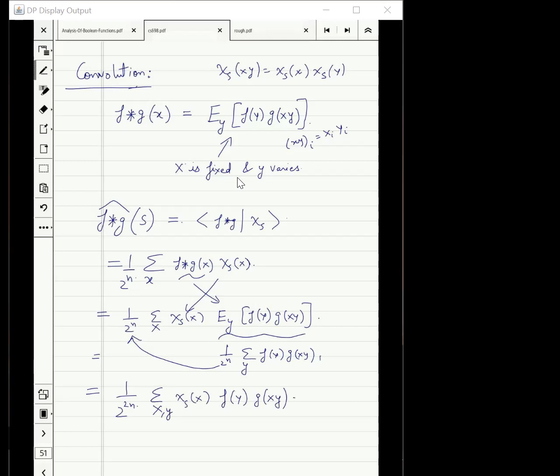But how should we do it? We wanted to convert this into Fourier coefficients of f and Fourier coefficients of g. But for f(y), we need chi s of y. And for g(xy), we need chi s of xy, right? Then only we will get some sort of Fourier coefficients. But we have chi s of x. What can we do?